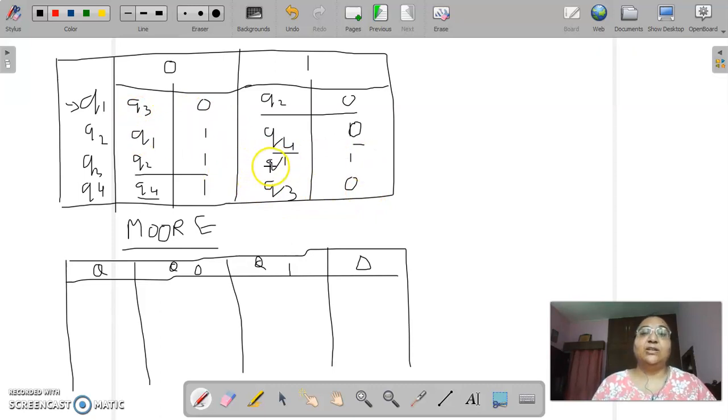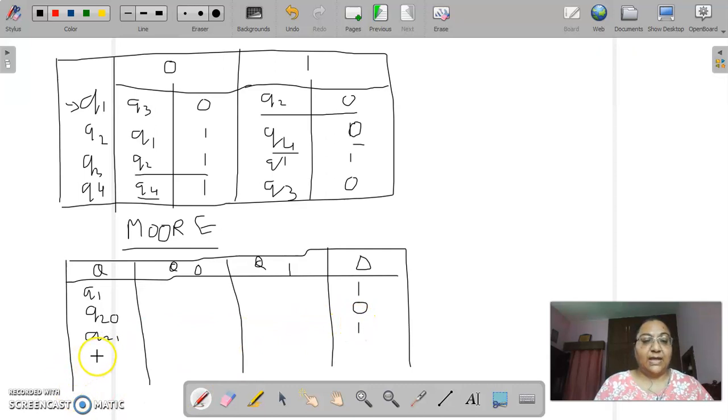That means Q1 and Q3 will remain untouched, whereas Q2 and Q4 will have to be split into two states, with one state with output of 0 and the other state with the output of 1. So I will do this. For Q1, I have an output of 1 always. For Q2, I have an output of 0 and 1. So what I will do, I will split it into Q2 0 for the state with the output of 0, and I will put Q2 1 for the state with the output of 1.